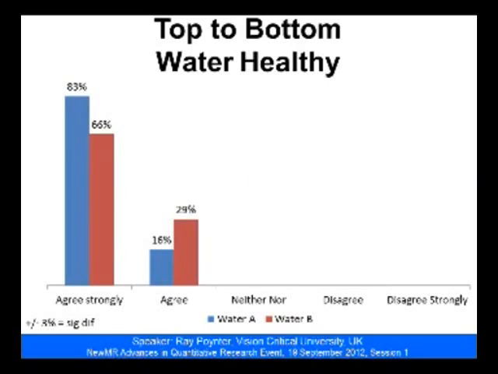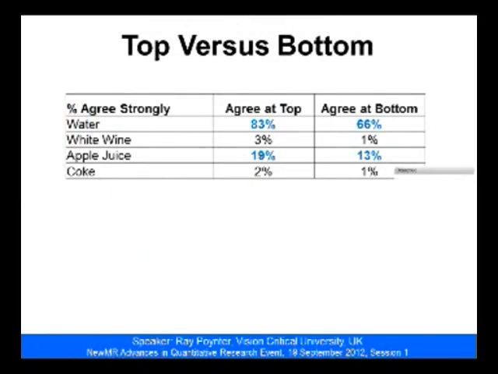Where did that difference come from? It mostly came from the agrees being stronger. So if we have disagree strongly at the top, we have more agrees and fewer agree strongly. If we have agree strongly at the top of the page, we have more agree stronglys and fewer agrees. Very few people are disagreeing that water is healthy, which is pretty sensible, really. Okay, so to summarize that, we see strong impact for water.